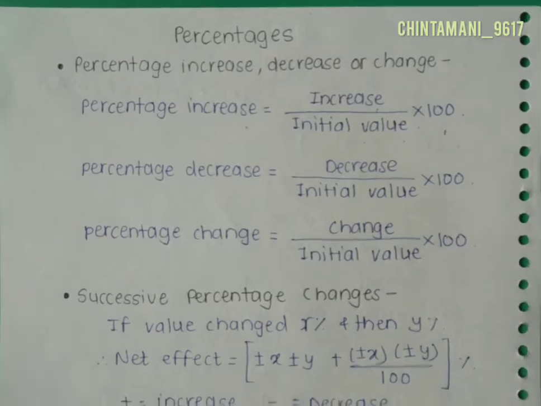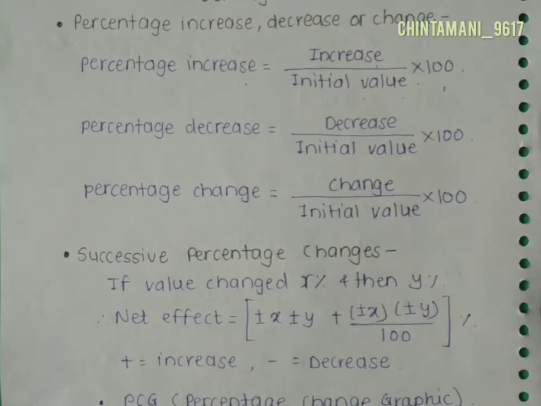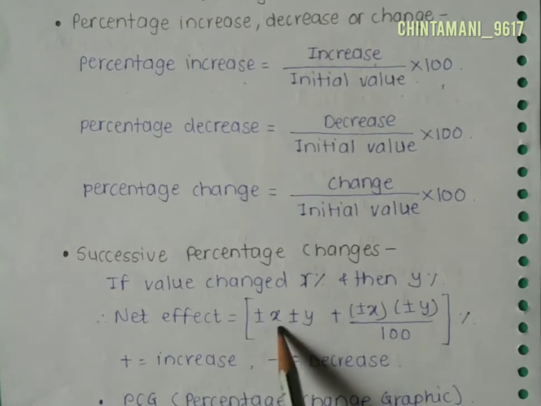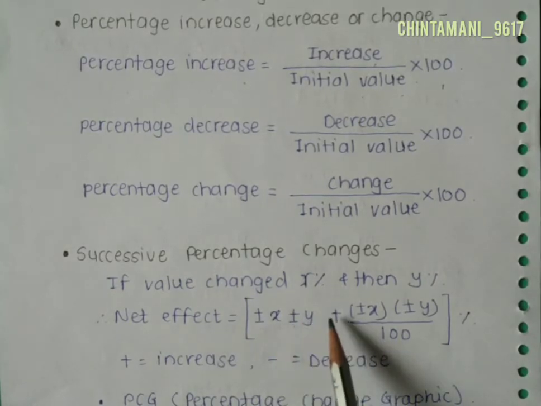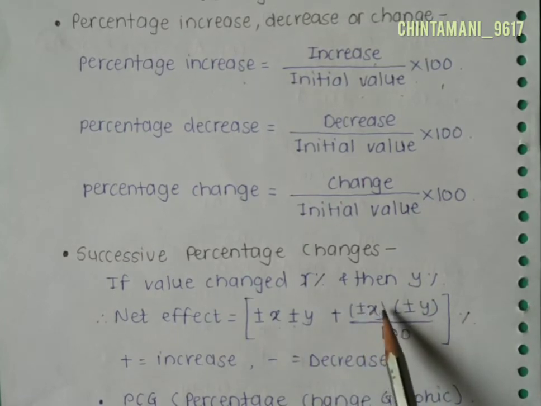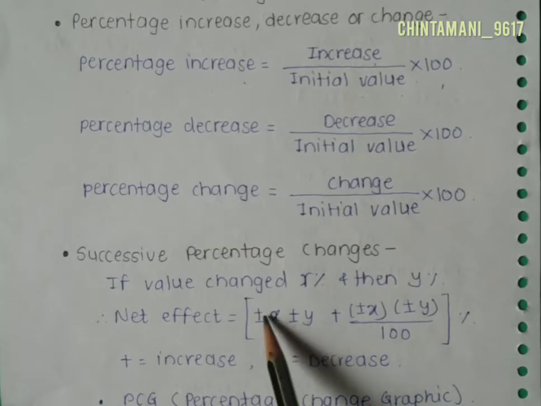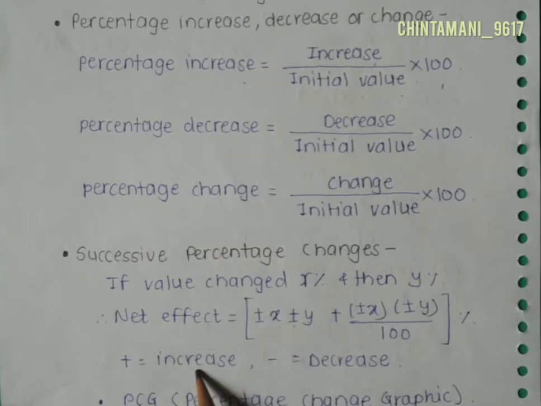Moving forward, if we are given successive percentage changes, suppose a shopkeeper gives a 10% discount and successively again a 20% discount, we have to calculate the net discount he has given. We can calculate the net effect by plus or minus x plus or minus y plus or minus x into y divided by 100. The plus denotes an increase in the percentage and minus denotes a decrease in the percentage.